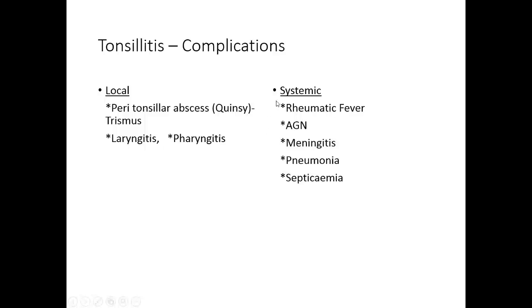Systemic complications of tonsillitis were very common a few decades ago, but not so common now due to the widespread use of antibiotics. Rheumatic fever and rheumatic valvular disease used to be very common following recurrent acute tonsillitis. Acute glomerular nephritis can happen. Both these conditions are immune-mediated problems. Meningitis can happen. Pneumonia and septicemia can also happen with tonsillitis.